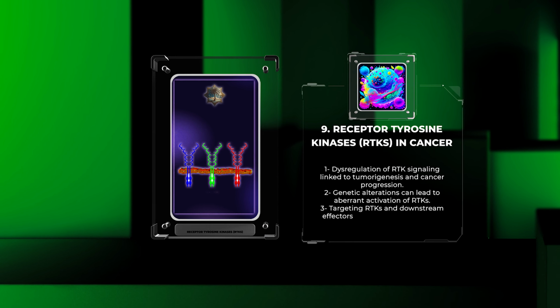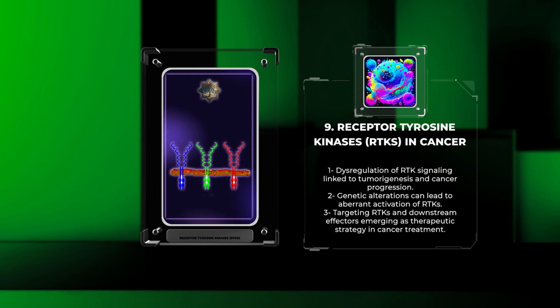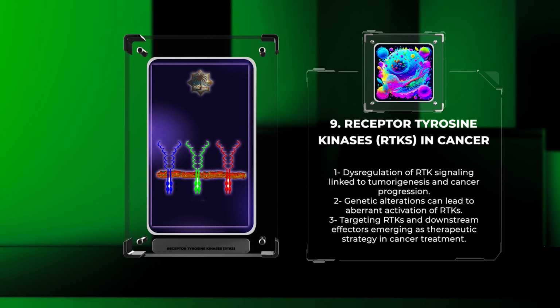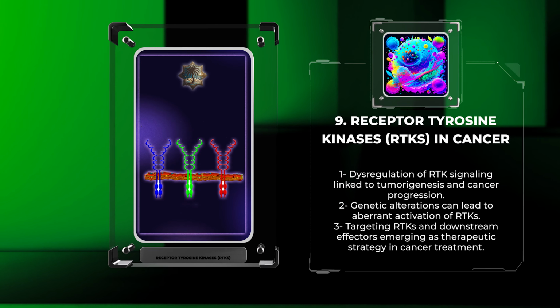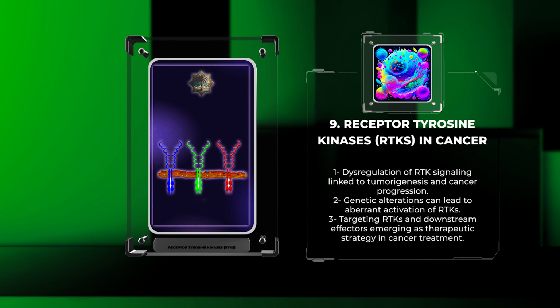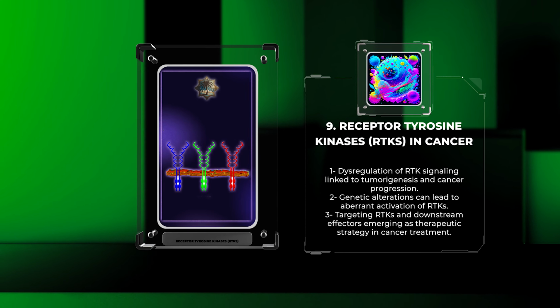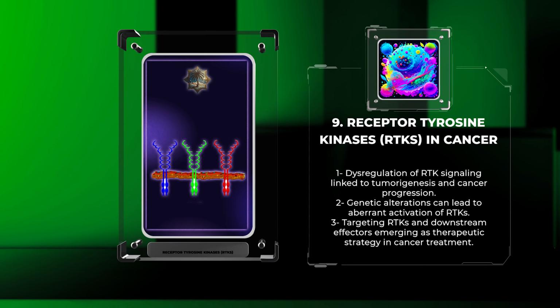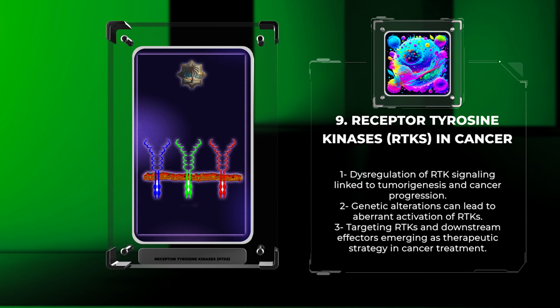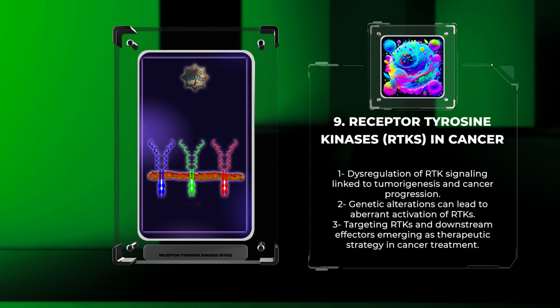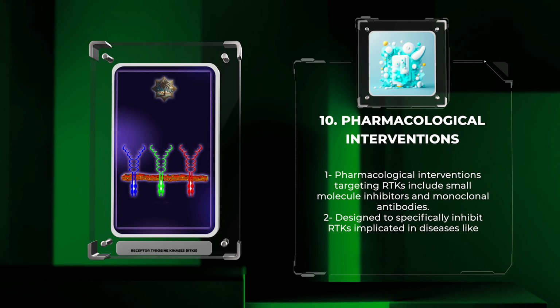Now, let's explore the involvement of receptor tyrosine kinases, RTKs, in cancer. Dysregulation of RTK signaling pathways has been strongly linked to tumorigenesis and cancer progression. Genetic alterations, such as mutations, amplifications, and translocations, can lead to aberrant activation of RTKs, promoting uncontrolled cell growth, survival, angiogenesis, invasion, and metastasis. Targeting RTKs and their downstream effectors has emerged as a promising therapeutic strategy in combating various types of cancer.